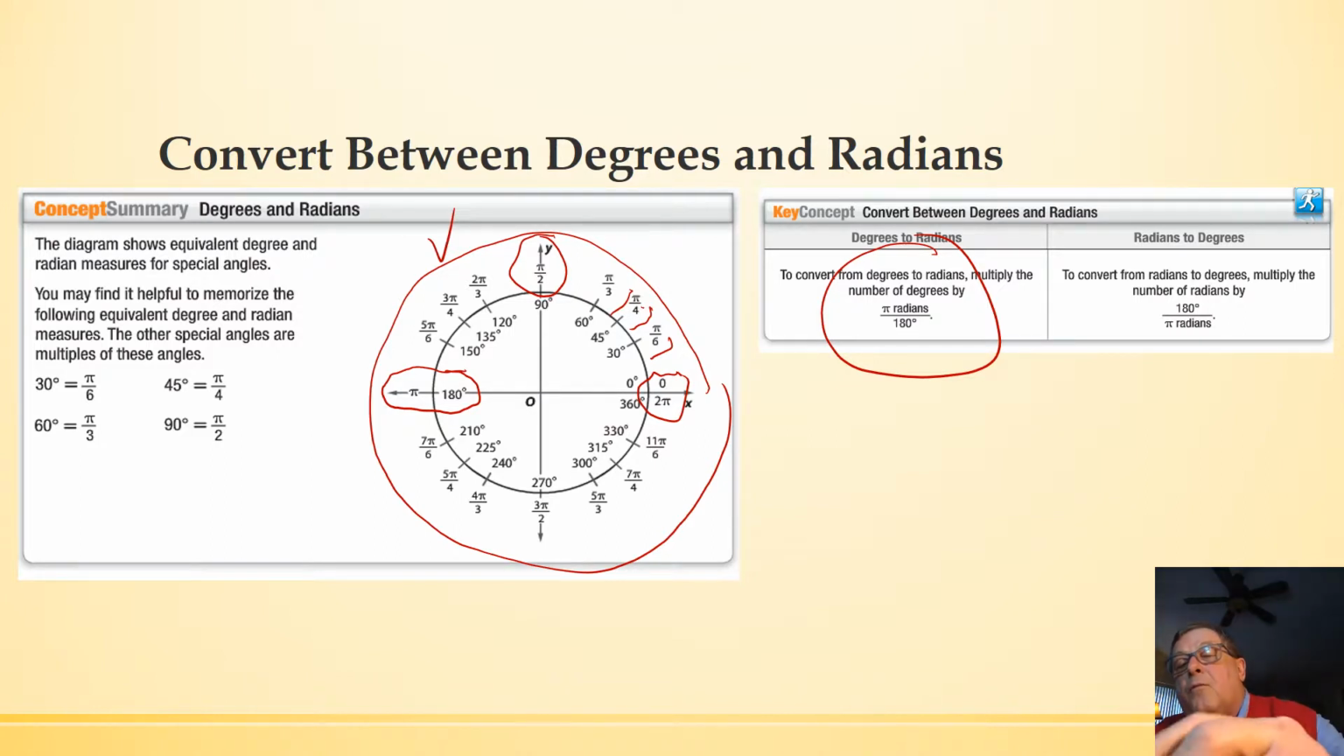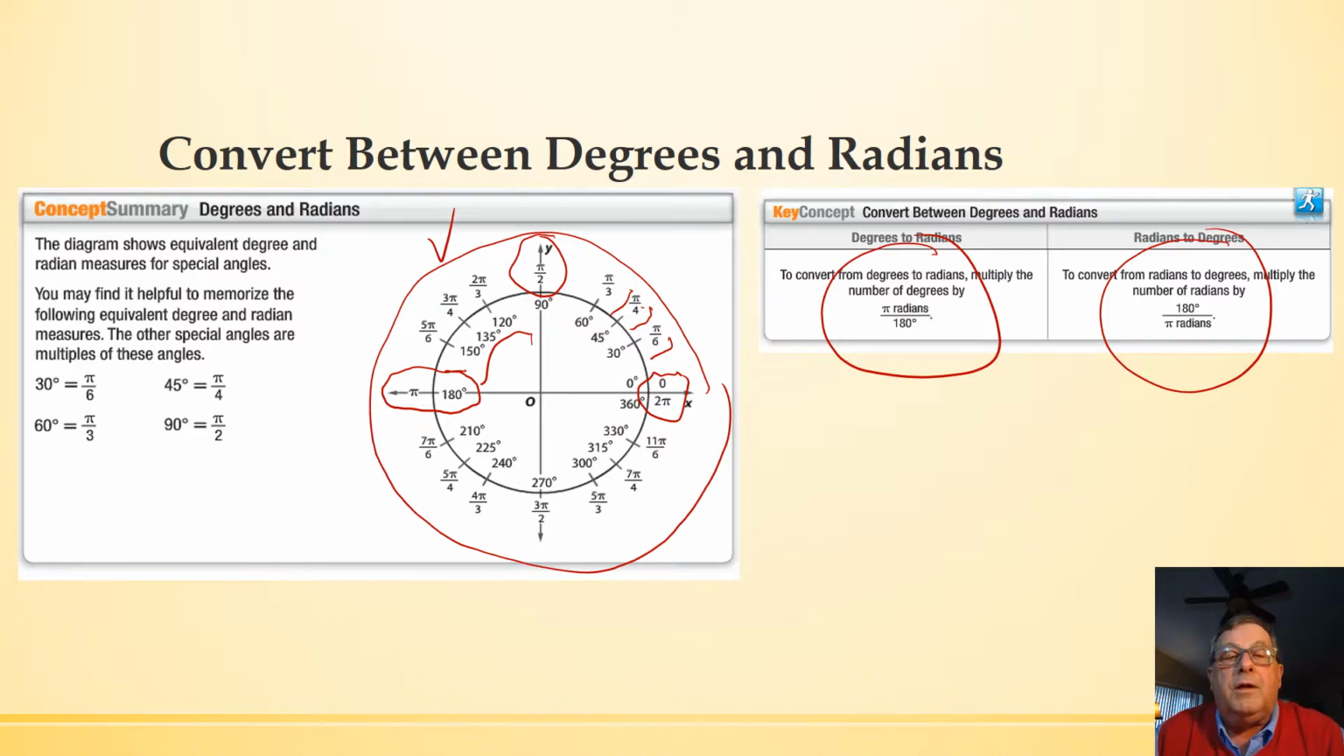Now, from radians to degrees, we see the opposite. We're converting from radians to degrees. And so the numerator for our conversion ratio is 180 degrees over pi radians. And again, 180 degrees and pi radians are equivalent to each other.